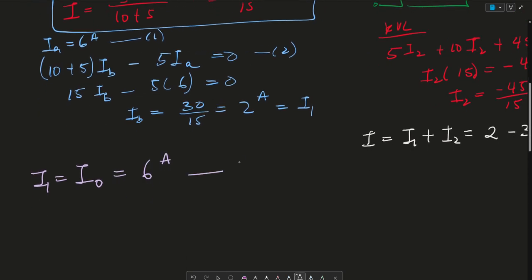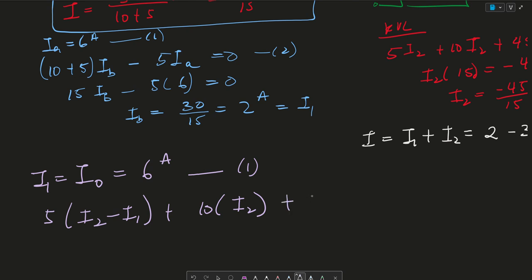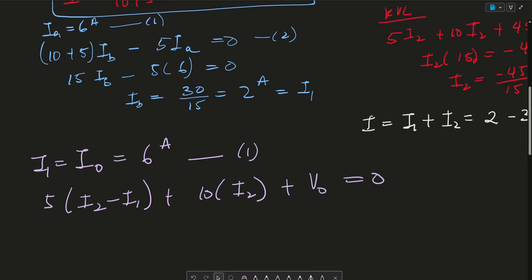And then this is our first equation. And then we could write a KVL around I2. So then we would get I2 times 5 plus 10, or let me do it the long way, just so it's clear. 5 times I2 minus I1 plus 10 times I2 plus VO is equal to 0.